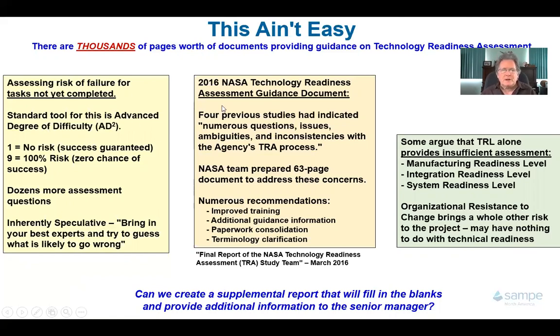As a reflection of all of this, and 4 previous studies that had indicated problems, NASA issued a document in 2016 on how to do readiness assessments better. And it reflects a whole bunch of other work, but it's just showing it's all complicated. And even beyond all of that, there are some factions that would argue that technology readiness isn't enough. I have to assess manufacturing, integration, and system readiness.